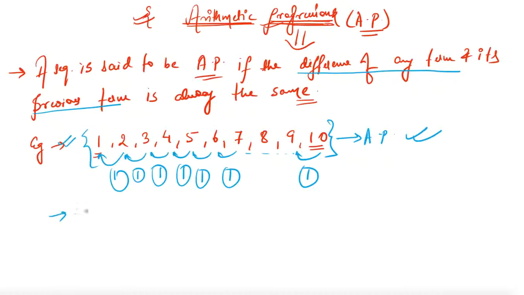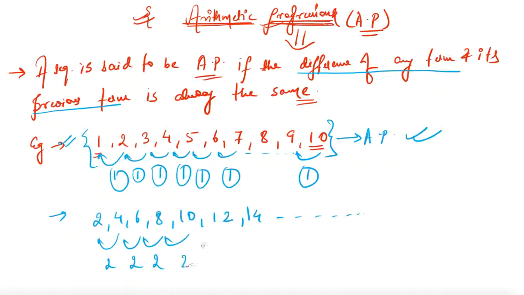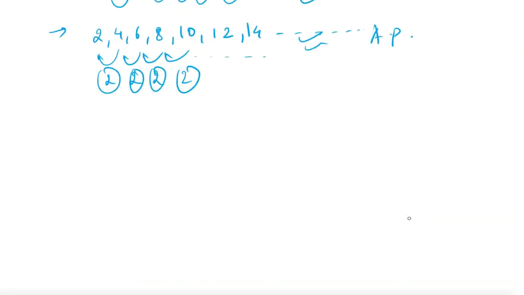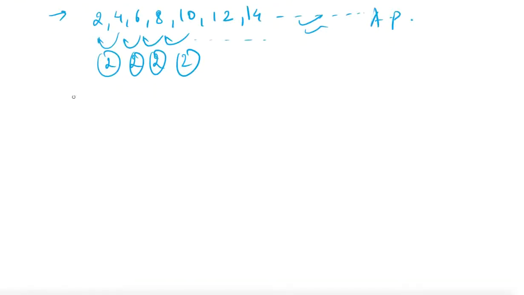Let us take another example. Say I have 2, 4, 6, 8, 10, 12, 14 and so on. Now let us see the difference. 4 minus 2, 2. 6 minus 4, 2. 8 minus 6, 2. 10 minus 8, 2. You take any two consecutive terms, the difference will always remain the same. Hence, this is also an AP. So I think the definition is making a bit of sense now, correct?